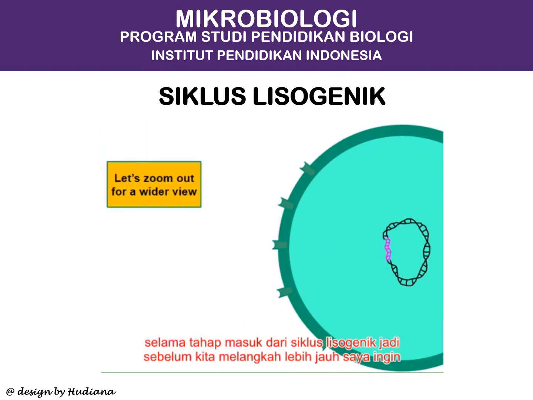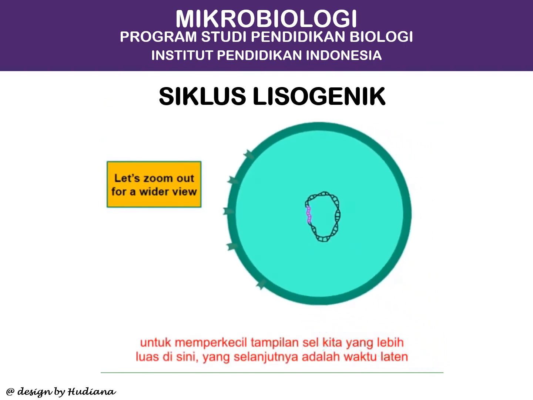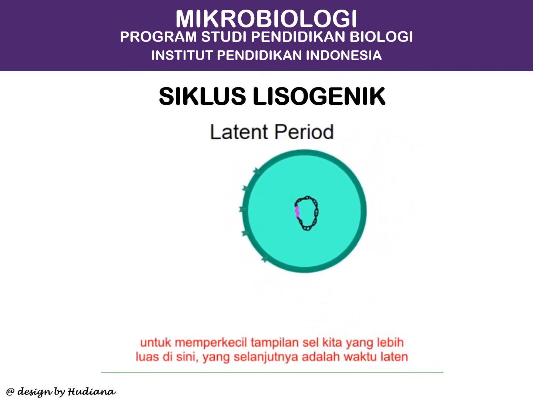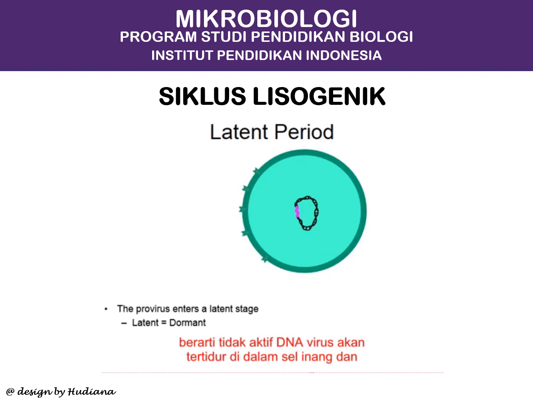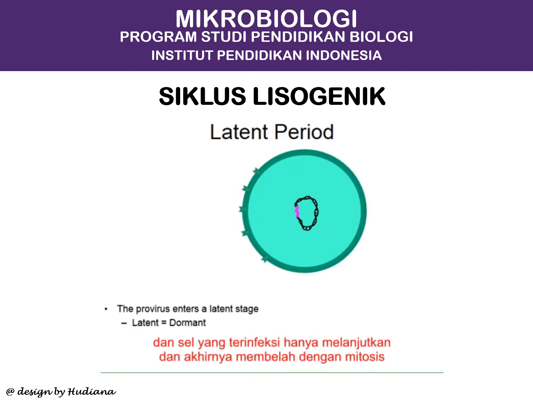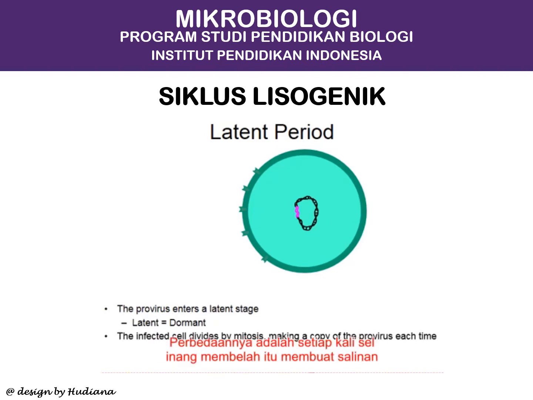Before we go any further, I want to zoom out for a wider view of our cell here. And what comes next is a latent time period. The provirus will enter a stage of latency, and the word latent simply means dormant. The viral DNA will lie dormant inside of the host cell, and the host cell carries on its activities as if nothing's wrong. And so the infected cell simply carries on and eventually divides by mitosis. The difference being every time the host cell divides, it makes a copy of the provirus.